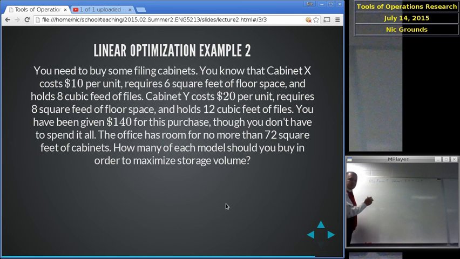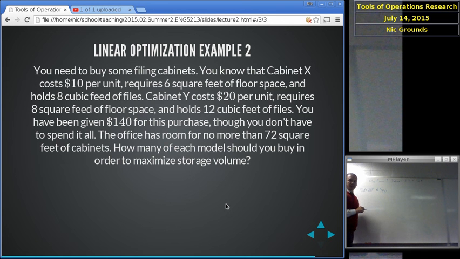Constraint functions. Okay. First, we'll start with the budget constraint. We know we can spend no more than, so we need to be less than or equal to, $140. But how do we compute how much money we do spend? Well, it's based on the number of X and Y cabinets we buy. If X cabinets cost $10, then 10 times X is the amount of money we spend buying X cabinets. And naturally, 20 times Y is the amount of money we spend buying Y cabinets. So 10X plus 20Y is constrained to be less than or equal to 140.